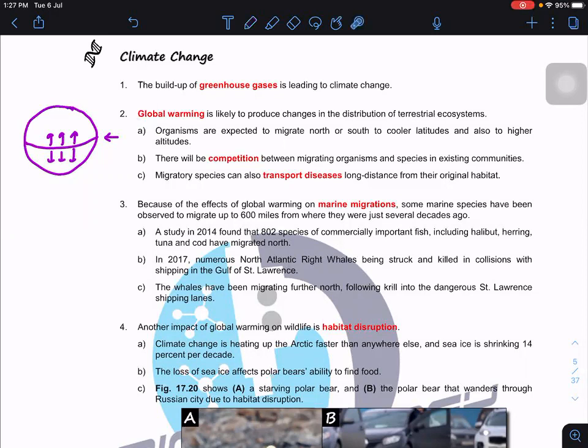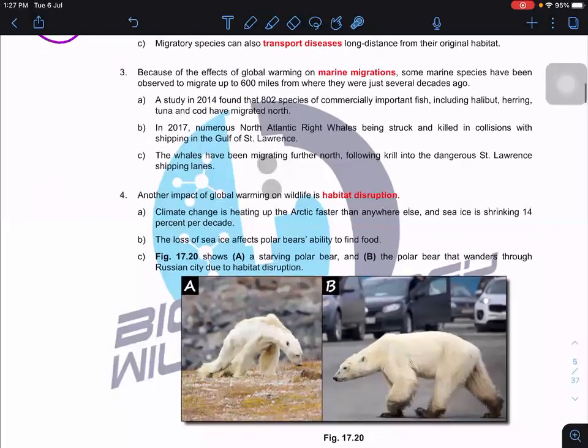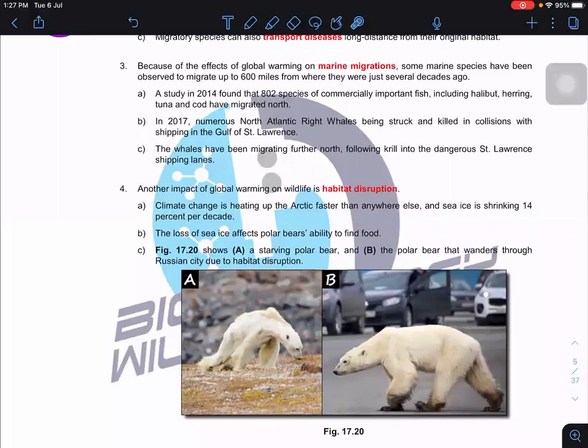So therefore, with global warming, organisms are expected to migrate to the north or south to the cooler latitudes. So there will be competition between the migrating organisms and the species in the existing community. At the same time, migratory species also can transport or introduce disease from their original habitats. Because of global warming, marine migration also takes place. Some marine species have been observed to migrate up to 600 miles away from where they live. In a study in 2014, 802 species of commercially important fish were found to migrate to the north.